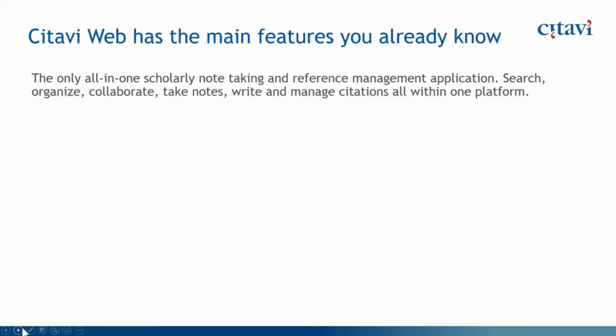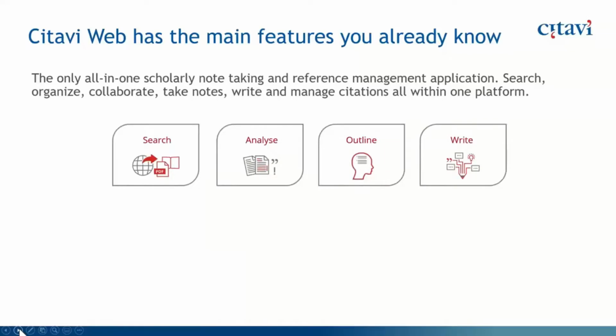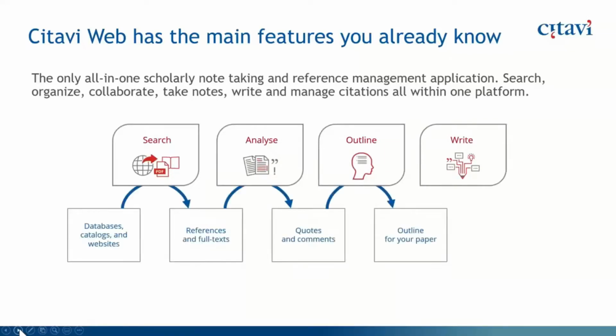And one thing to just reiterate is that we do have all of the features that you already would know and like from Citavi 6 for Windows. So you can still do all of the steps of the research process in Citavi Web. You can search for sources, add them into your project. You can analyze texts and extract quotations and save your own comments. You can bring all of that into an outline. And then when you go to write, you have all of your notes and your sources at hand. So it's easy to write, and you're less likely to suffer from writer's block or not knowing where to start.